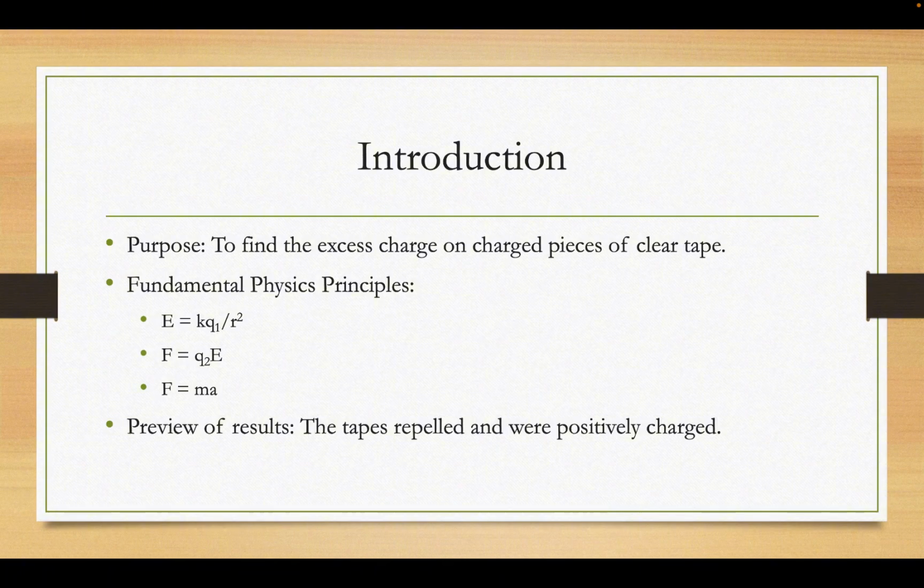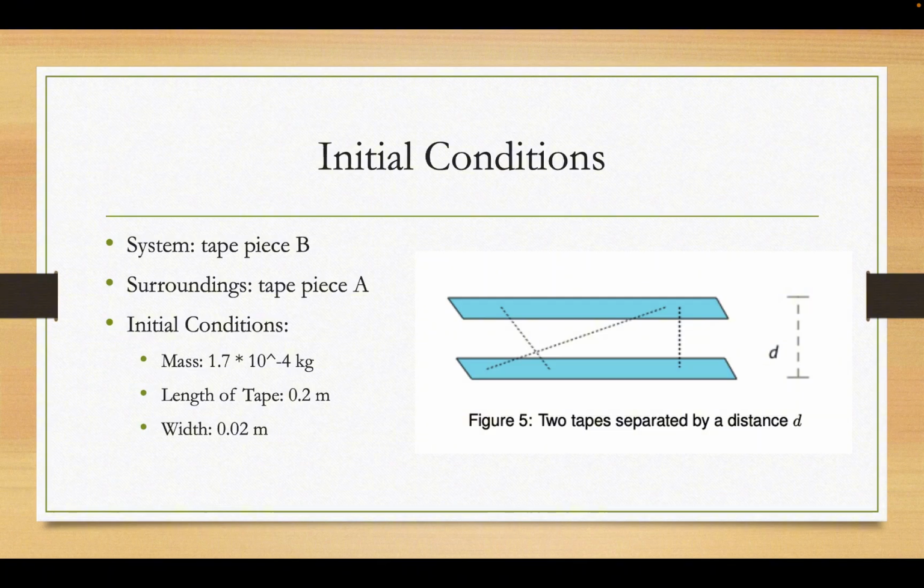Preview of the results: we see that the tapes repel each other and were positively charged, and we will see how this happens later in this presentation. So our initial conditions: we have our system being tape piece B and the surroundings being tape piece A. As you can see in this diagram, this is how we set up our experiment after charging the two tapes, to see how they react when brought close to each other.